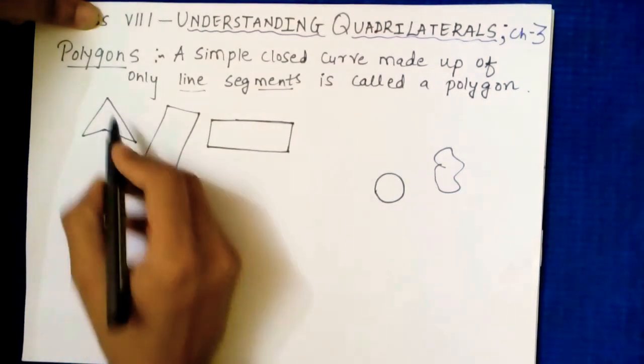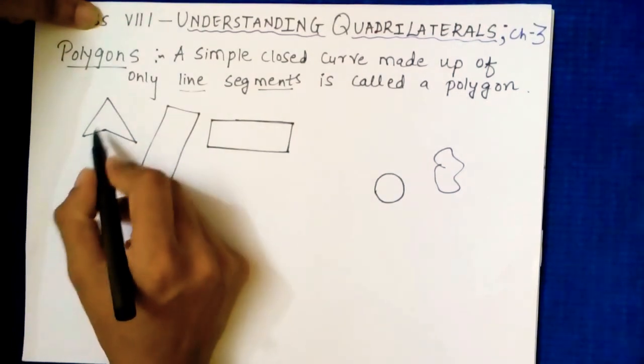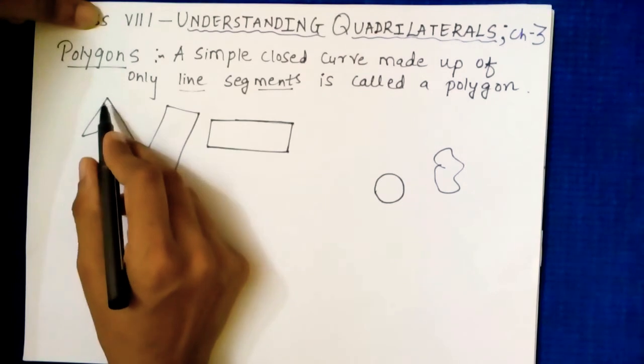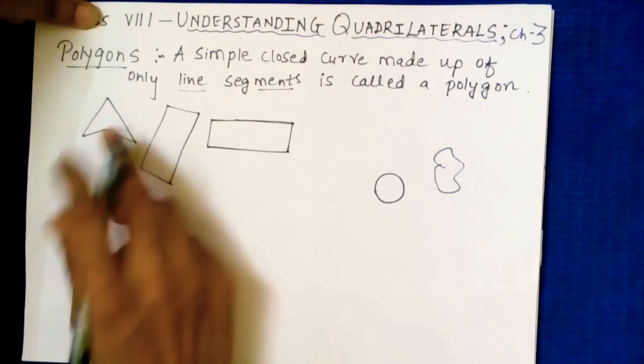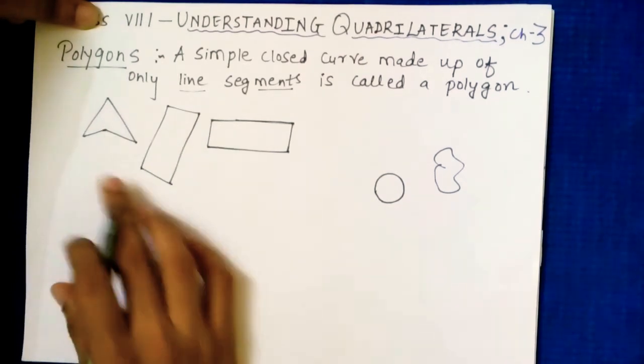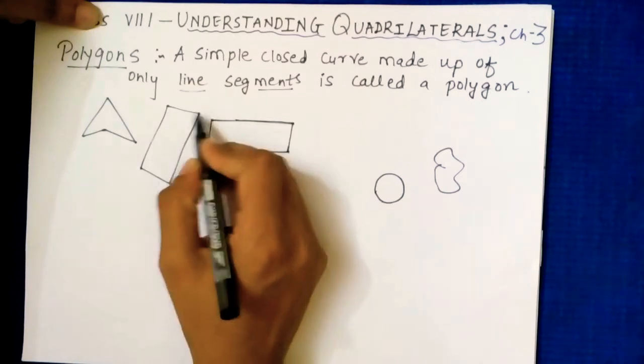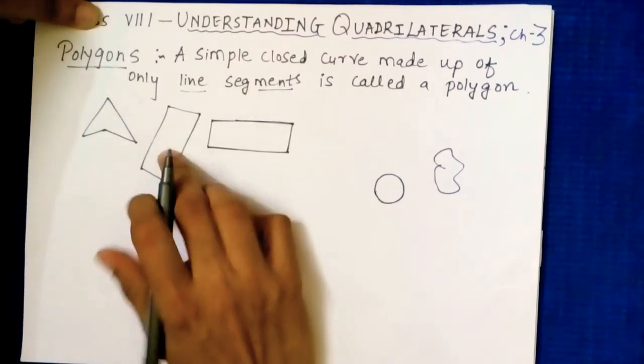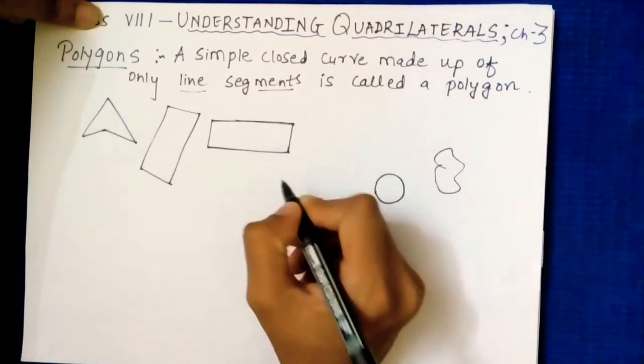So for example, this figure, as you can see, is closed also and it is made up of straight line segments. So this is one example of polygon. Same way, this figure is also made up of straight line segments. So this is also a polygon. Same way, this is also a polygon.